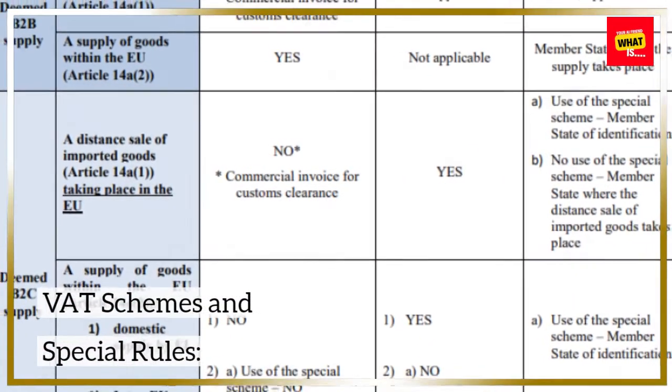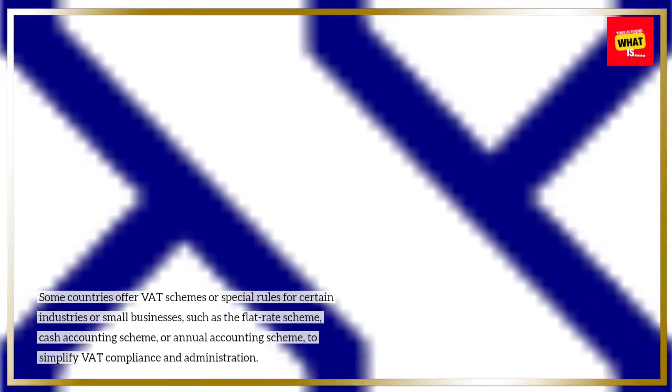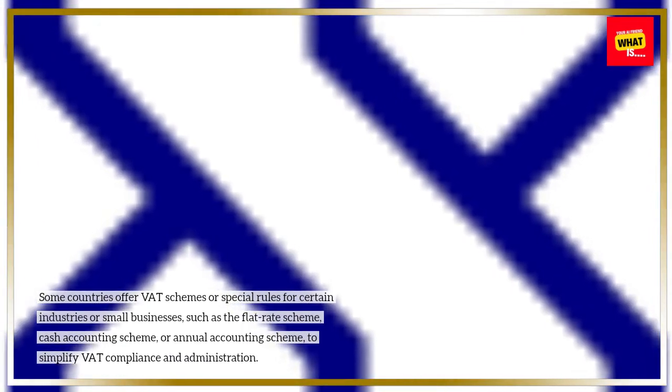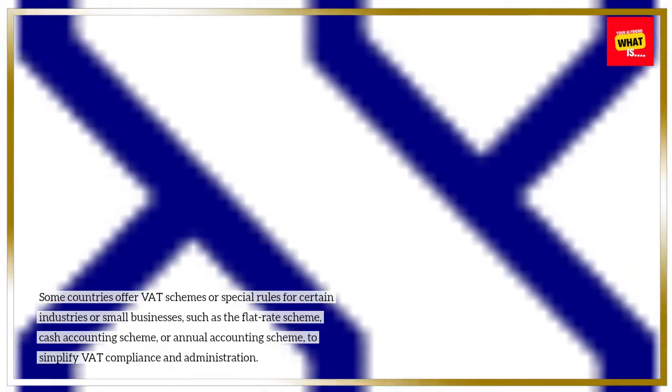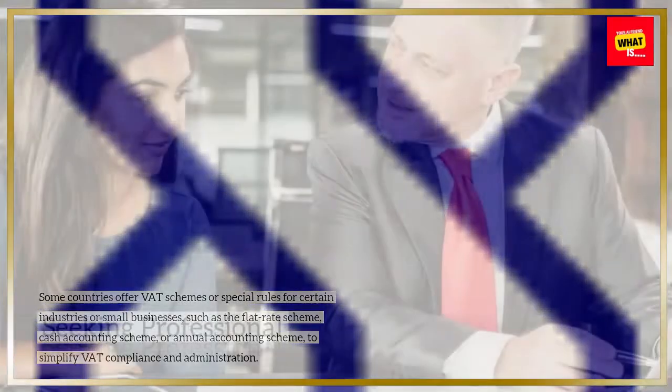VAT schemes and special rules. Some countries offer VAT schemes or special rules for certain industries or small businesses, such as the flat rate scheme, cash accounting scheme, or annual accounting scheme, to simplify VAT compliance and administration.